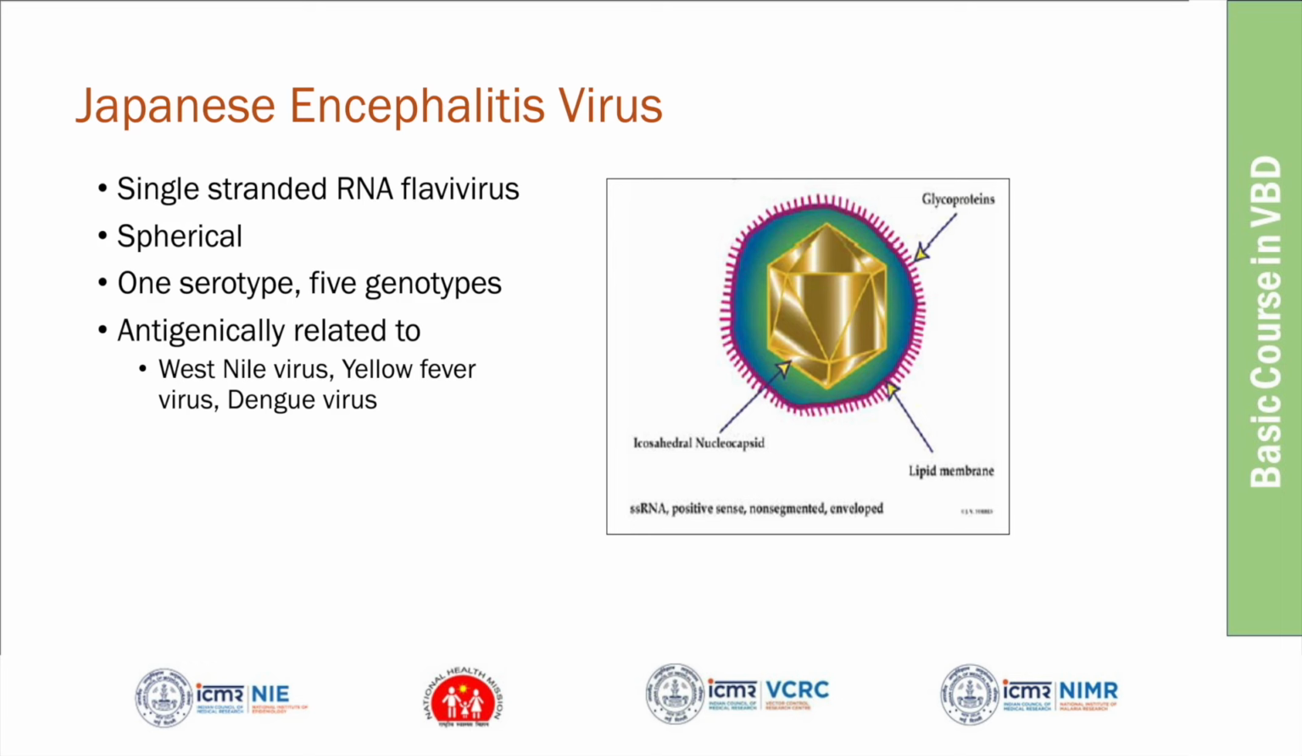G3, G4, and G5. A very special feature of the Japanese encephalitis virus is that it is antigenically related to West Nile, yellow fever, and, more importantly in the Indian context, dengue virus. The dengue virus also belongs to the same flavivirus group, and both dengue virus and Japanese encephalitis virus share a lot of structural similarity.